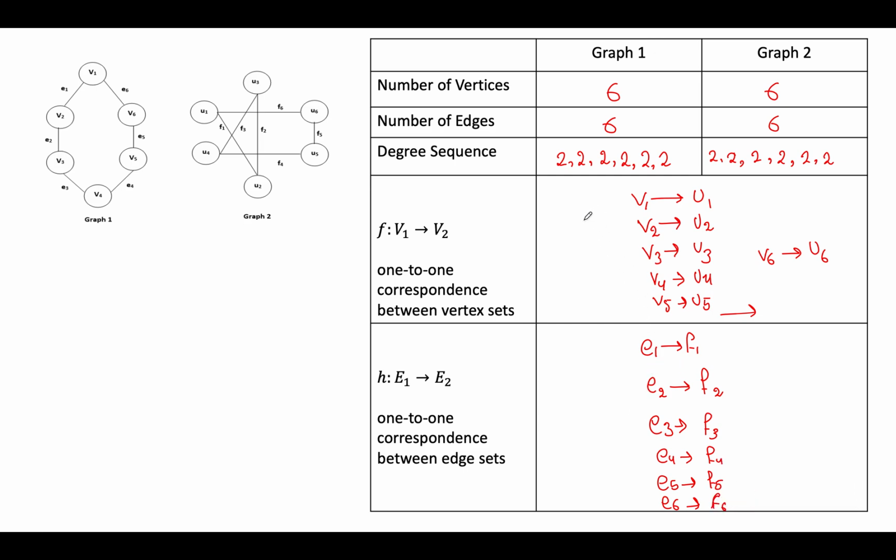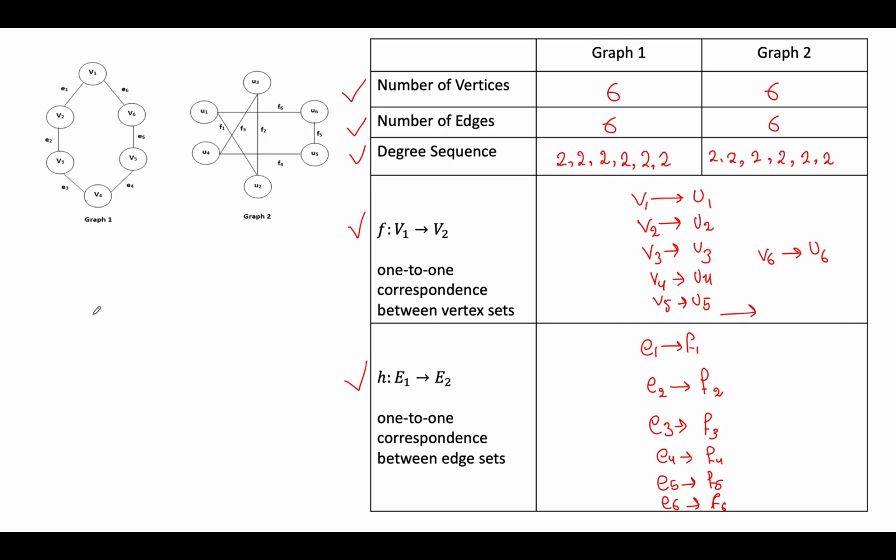Again, sometimes the labeling won't be the same, the order is not the same. So what we need to check is that the link between V1 and V2 in graph 1 matches the corresponding vertices. The one represented by V1 in graph 1 is U1. The one represented by V2 in graph 1 is U2. Then this edge is represented here as this edge. So we have the same number of vertices, the same number of edges, the same degree sequence, and we have the one-to-one correspondence between the vertex sets and the one-to-one correspondence between the edge sets.